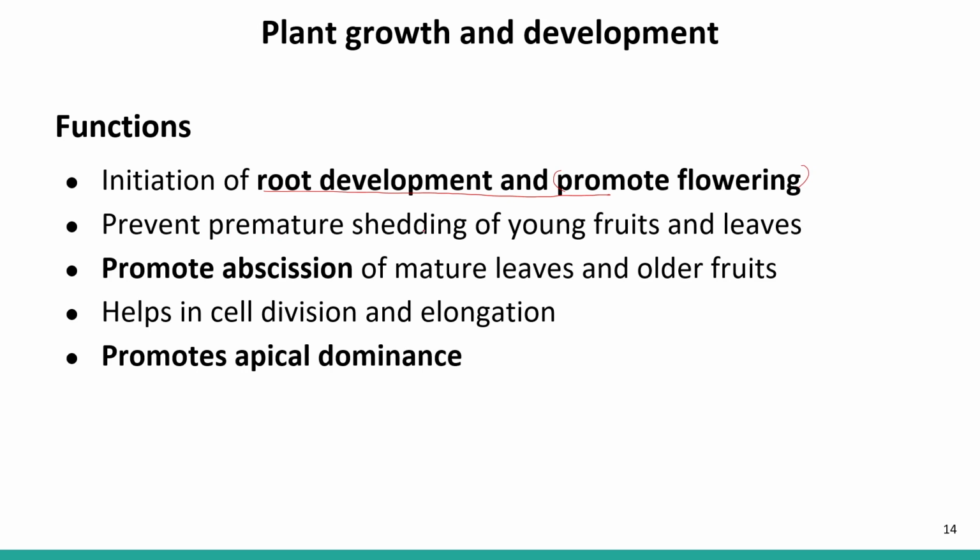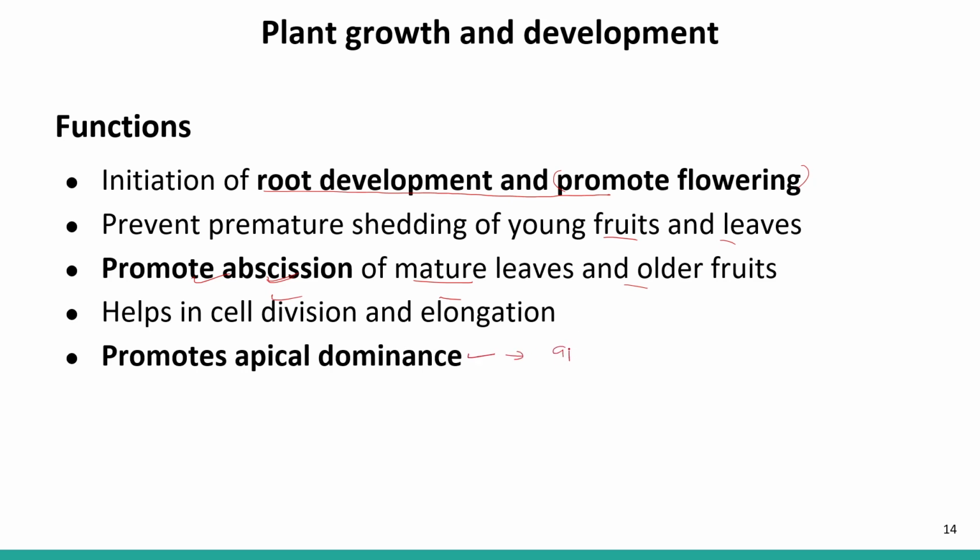Next function is the prevention of premature shedding of young fruits and leaves. But what auxin does is promote abscission, meaning detachment of mature leaves and older fruits. Auxin also helps in cell division and cell elongation, and it promotes apical dominance. This is very important. What is apical dominance?